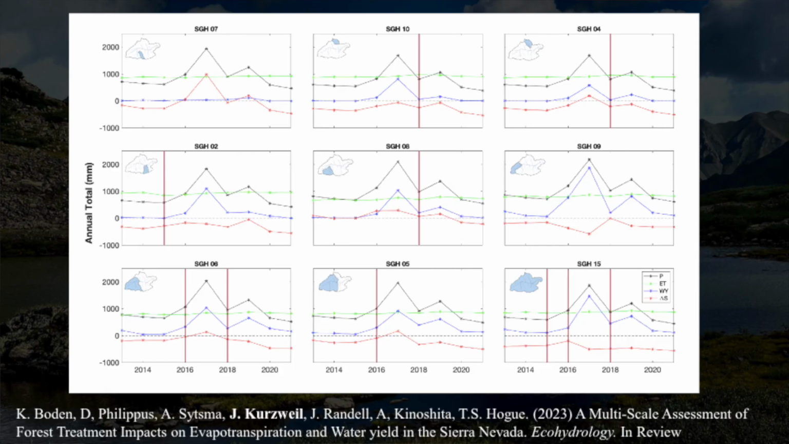And here what you're looking at is water balances over time. So that black is precipitation, the blue is surface water discharge. I've got evapotranspiration in green, and then storage in red. And those red vertical bars are where we did treatments. But again, look at SGH2. We see that red bar, and we see an increase in discharge. But you also see an almost identical increase in precipitation. So we can't unequivocally say, oh, this increase was because of the treatments.